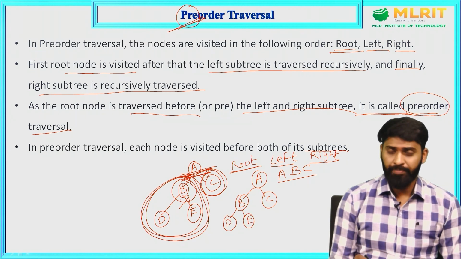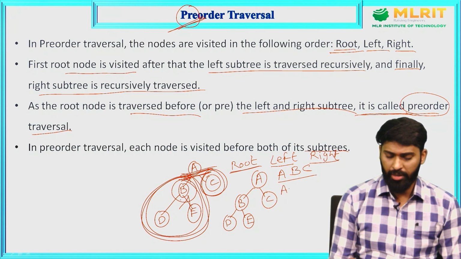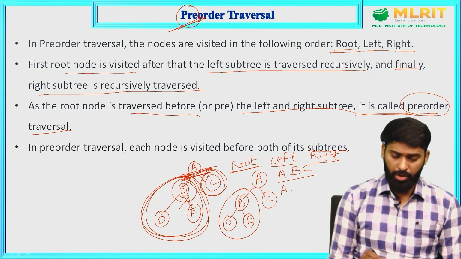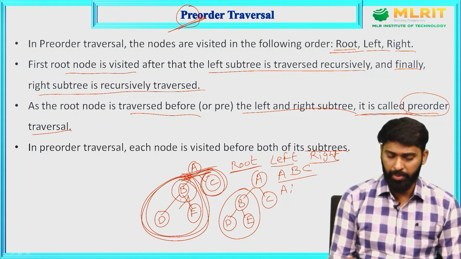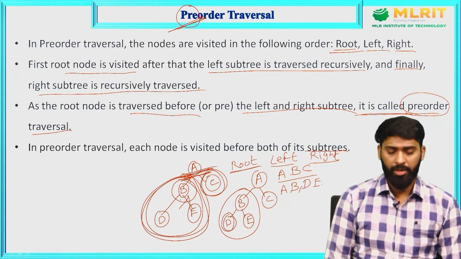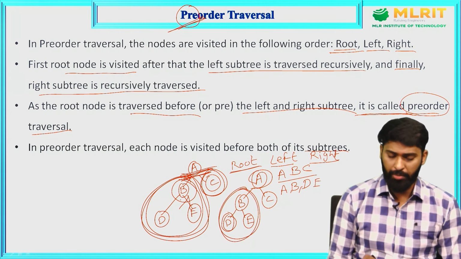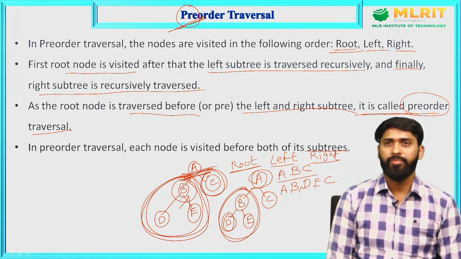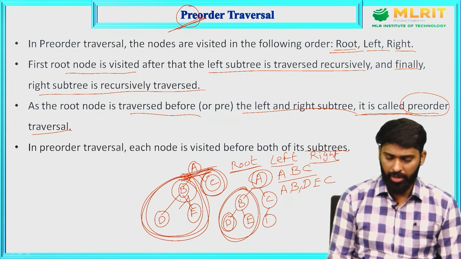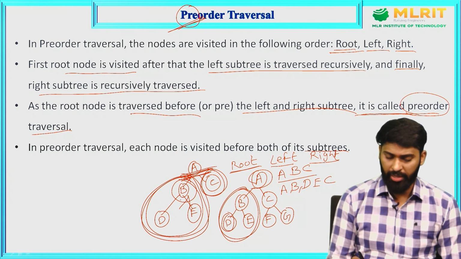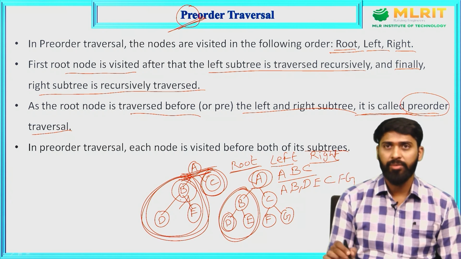So, first visit root A, then move to the left side, B. Now, B is the root node, so B, then move to left side D, then move to right side E. Now, the root is over, the left subtree is over, then move to the right side. So, it is C. C has another two children, F and G. So, now after C again we visit F, G, that is it.